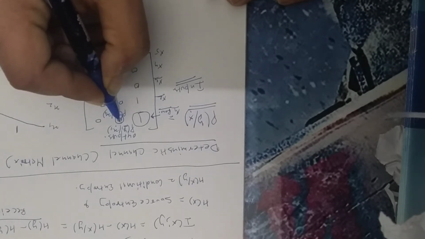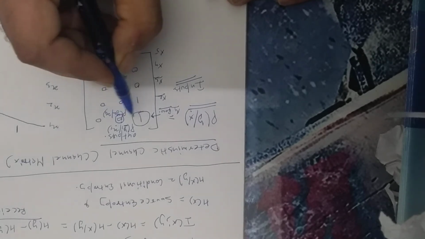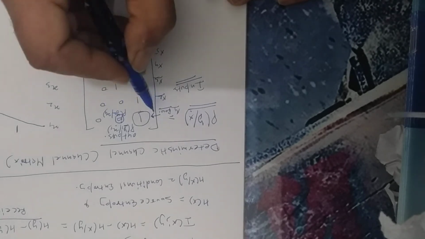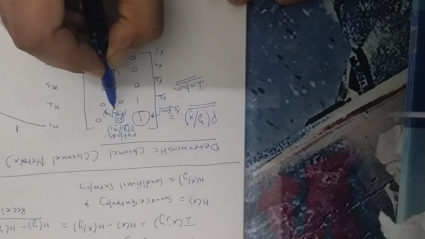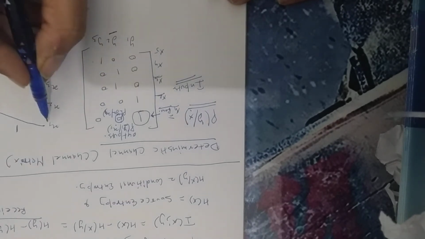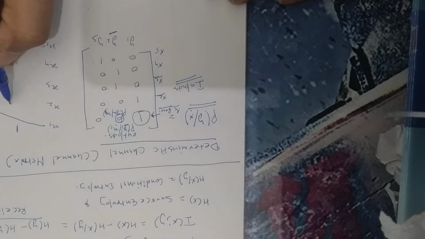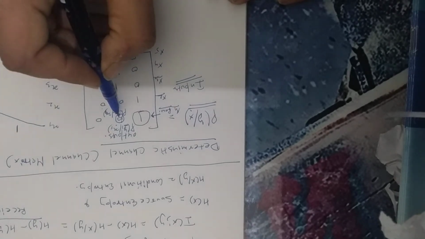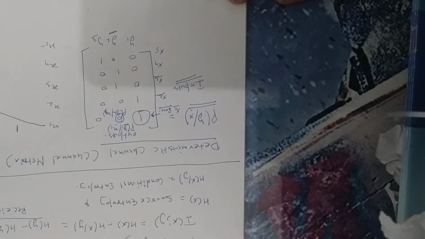y2/x1, because this is the second column. Second column means y2, and first row means x1. So this is the probability of getting y2 when x1 has been transmitted. X1 has been transmitted and we will get y2 at the output. This probability is 0 here. So we need not draw any line between x1 and y2.